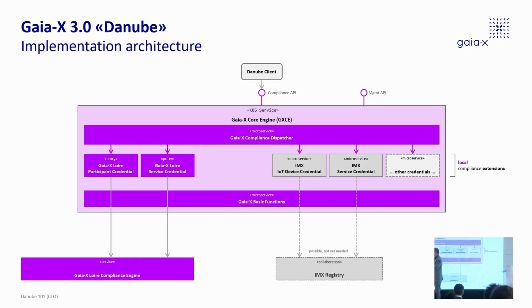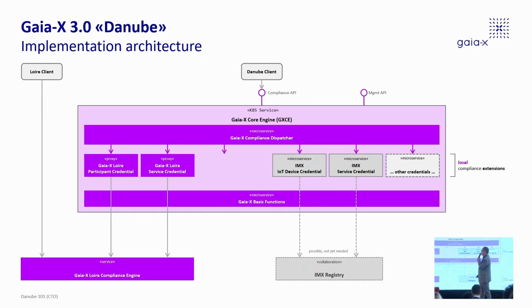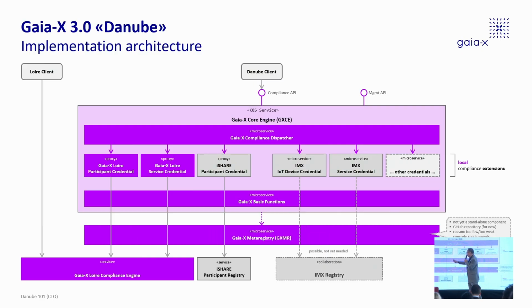And the only thing we need to make the Gaia-X compliance dispatcher aware of, and we call that proxy, which is of course not a very slim piece of code, is that for any label credential request which comes in, because this is kind of the key how to do, for any label level request, you simply call the existing Loire compliance engine, and get it back. And the same will happen for the iShare participant credential, for instance. So thereby clearinghouses can plug in any even very complicated external system.